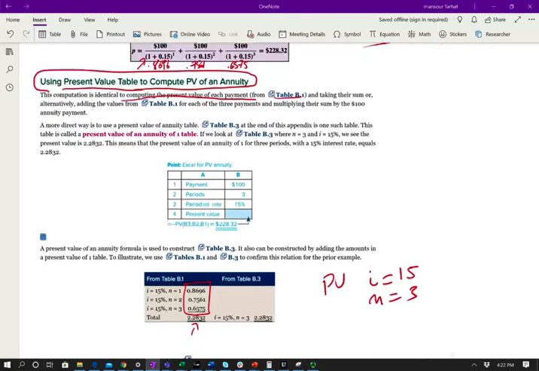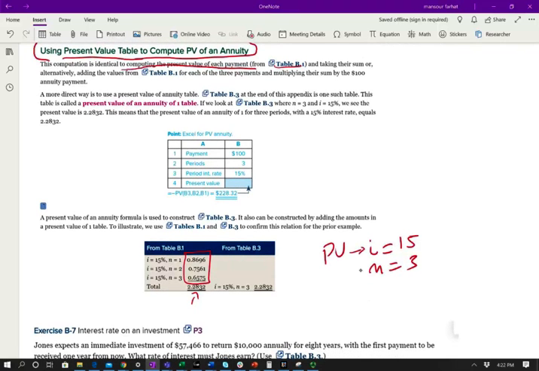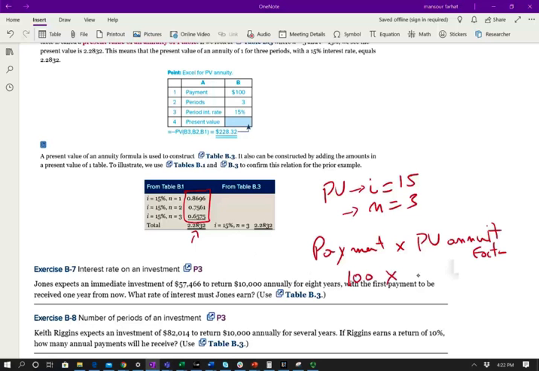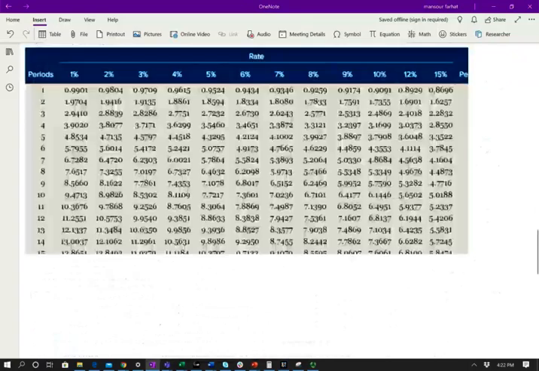So if we want to find the present value of any amount invested at 15% after 3 years, all that we have to do is take the payment, multiply it by the present value annuity factor. The payment is $100. For our example, the present value annuity factor is 2.2832, which gives 228.32.